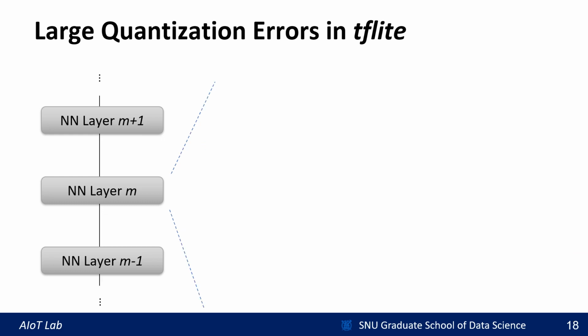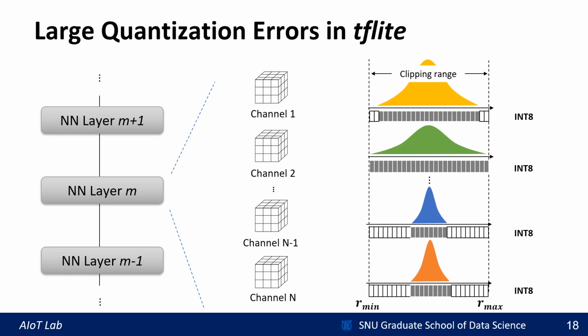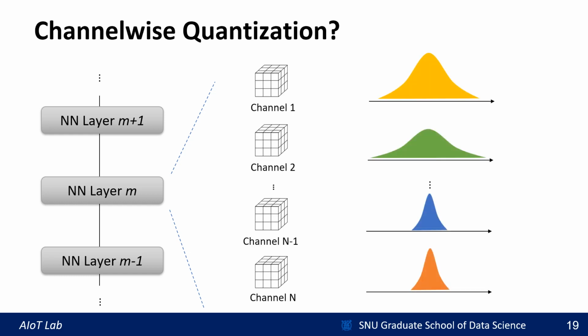To analyze the issue, we investigated the distribution of values by channels. We found that the distribution is quite different by channels. In this case, channels having narrower distribution are poorly expressed, because only few integers could be used to express these channels.